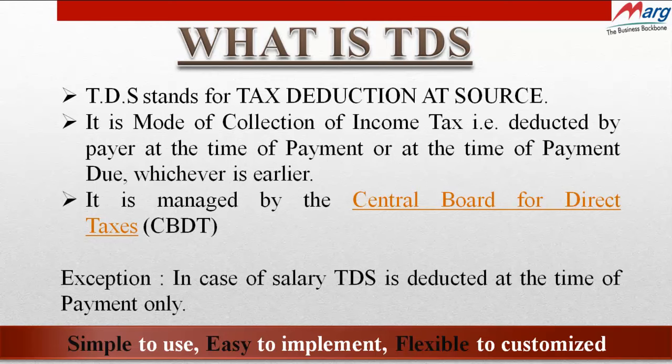TDS stands for tax deducted at source. It means TDS is a source of collecting income tax. Whenever income is due or is paid, at that time some percentage of the income is deducted and paid to the government by the payer, and the rest of the amount is paid to the payee.